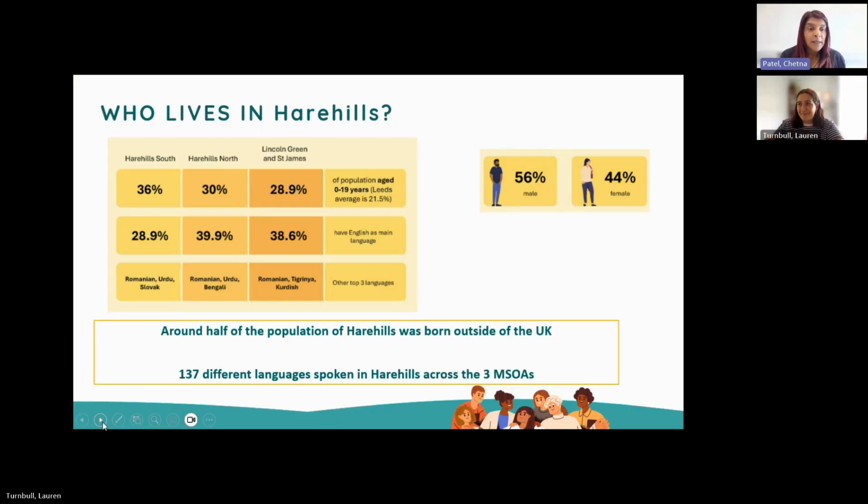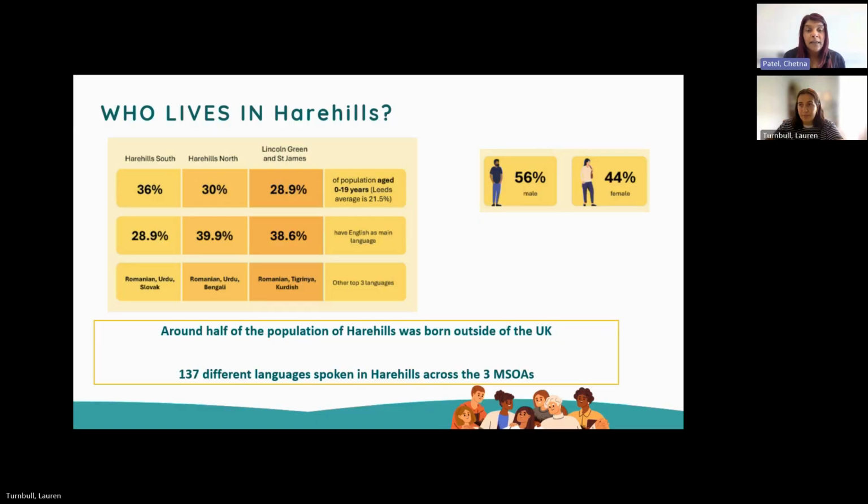So Hare Hills, this assessment focuses on 3 MSOA areas. This is our colleague Mindy Gruel, who's done this assessment. She's done a fantastic job in bringing this together. The 3 MSOA areas are Hare Hills South, Hare Hills North, Lincoln Green and St James.